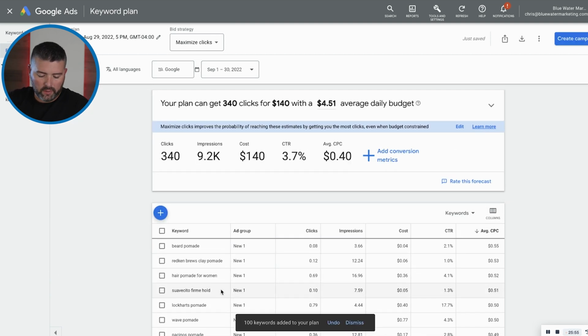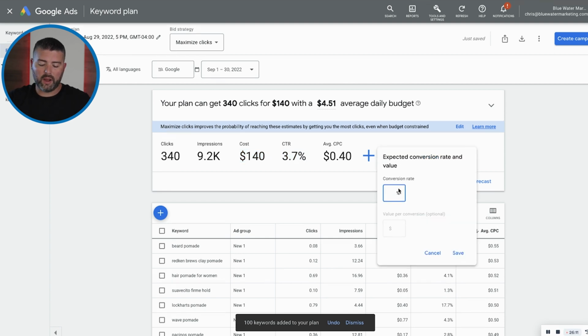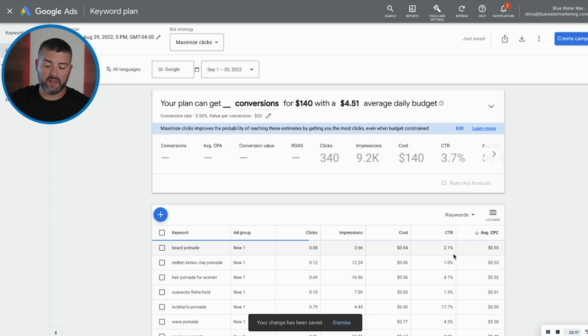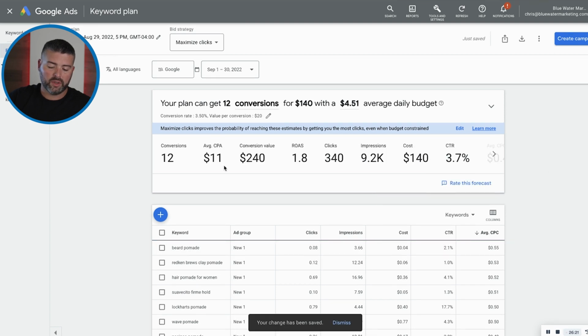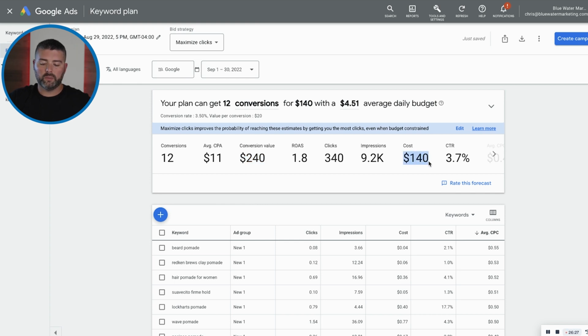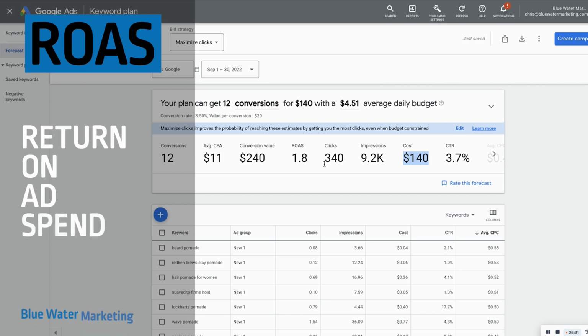So once we have all of these keywords added in here, we're going to look at 340 clicks for a total cost of $140, 3.7 click-through rate, and a 40 cent cost per click. Now, let's go with a 3.5% conversion rate with a $20 cost per conversion. Let's see what we get. Average cost per acquisition, $11, conversion value, $240, cost of $140. So we're at a 1.8x ROAS, which means we're making $1.80 for every dollar we spend.